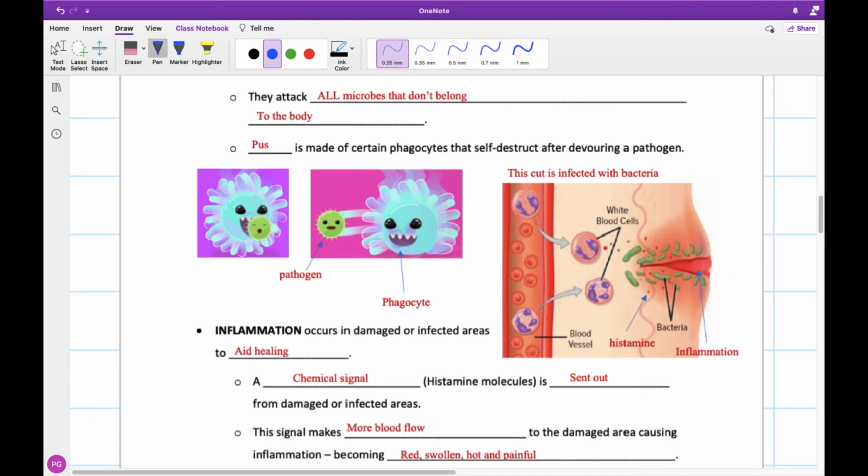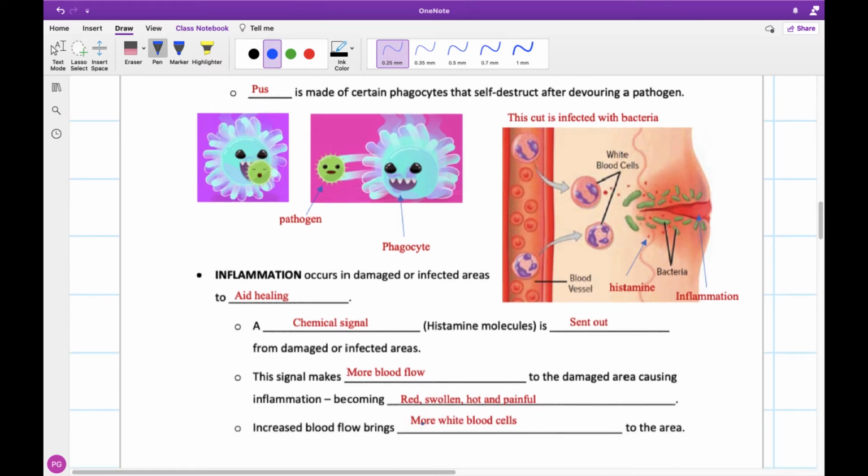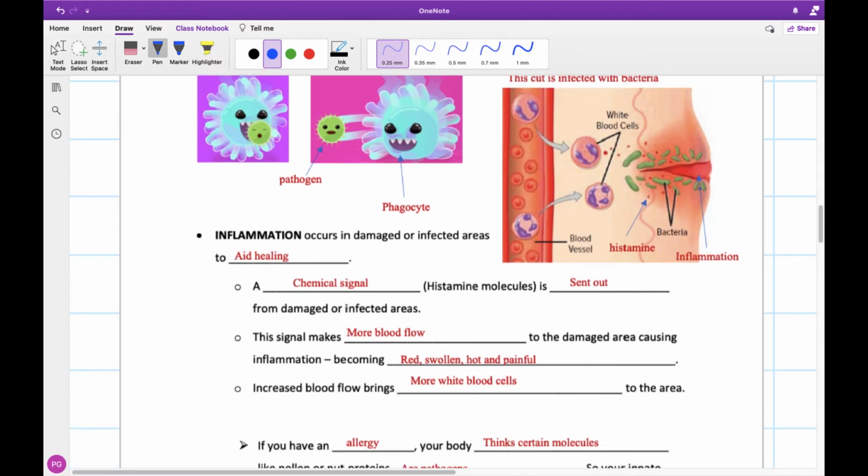So this cut is infected with some bacteria. And these little red dots here are histamine molecules. And they send out signals to the body to tell them that this area is injured. And this signal increases blood flow. That's why it gets really tender, really hot, and swollen, because there's all this extra blood that's coming there. And that's because of these histamine molecules.